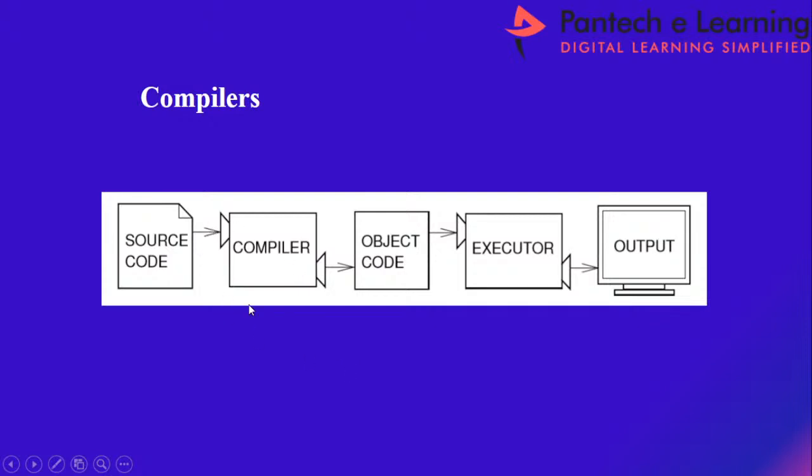Clear with this? So what are all the different blocks that are present in a compiler? The source code is given to the compiler block. The compiler compiles the source code. It checks the entire source code for errors. If there are any syntactical errors, the compiler checks the source code, and then it is converted to the object code. The entire source code is converted to the object code, and then it is given to the executor block, and finally we get the output at the output screen.